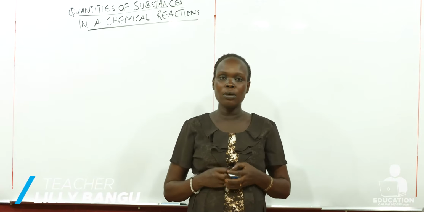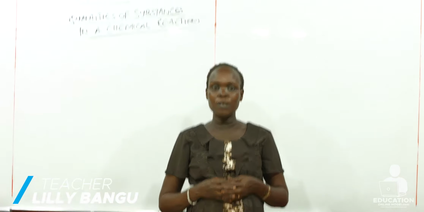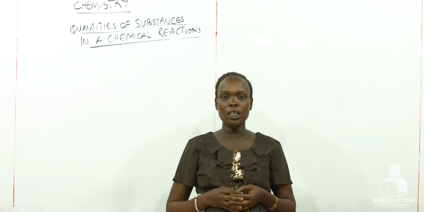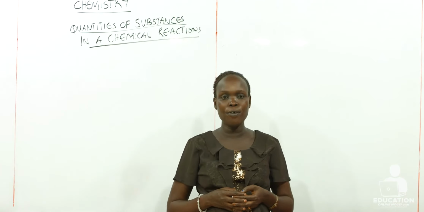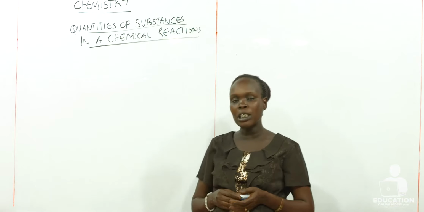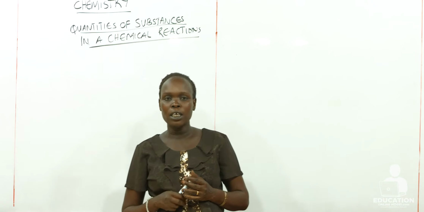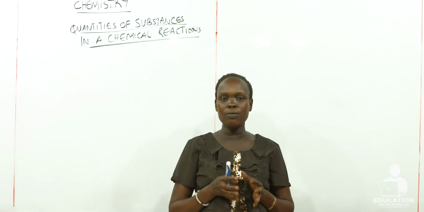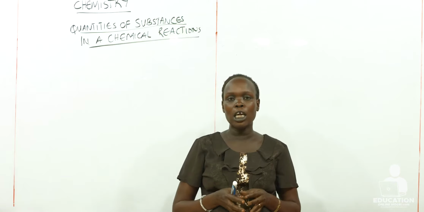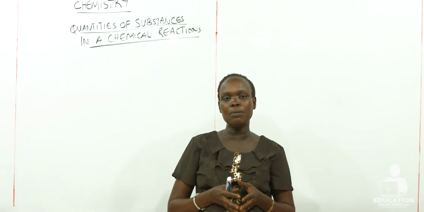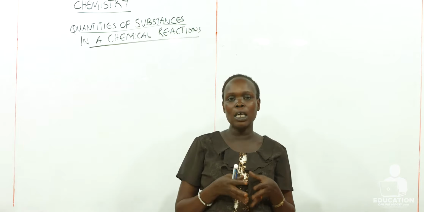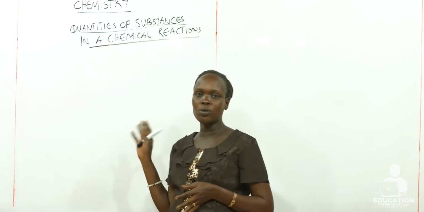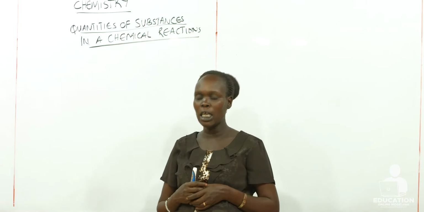I'm teacher Lily. I'm going to teach chemistry, and our topic today is the quantities of substances in chemical reactions, and this topic is for senior 3 and 4. So what are these quantities of substance in a chemical reaction? This is simply showing how much, or what is the amount, of the reacting substances in a chemical reaction. How do we determine it, and how do we know that this is the amount of the reactants and this is the amount of the product? So this is what we are going to deal with in this lesson.